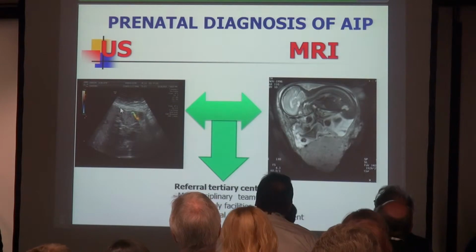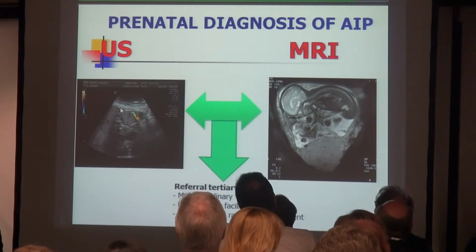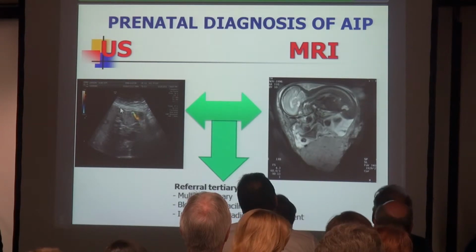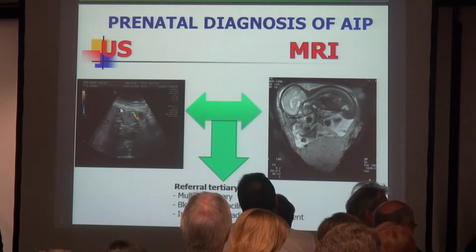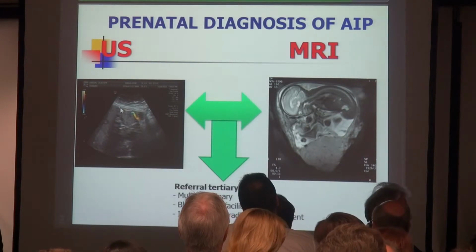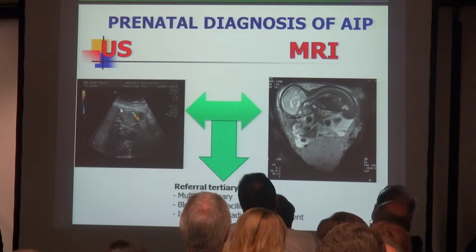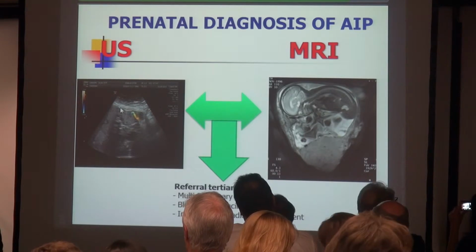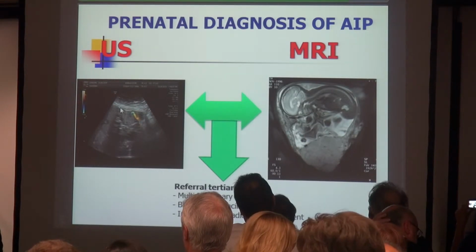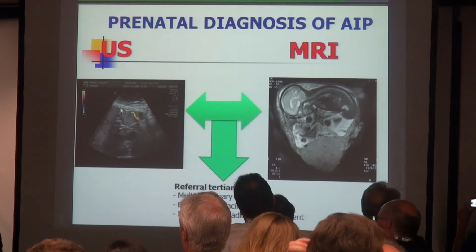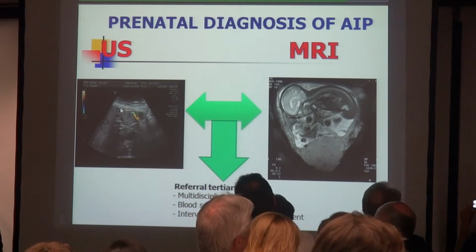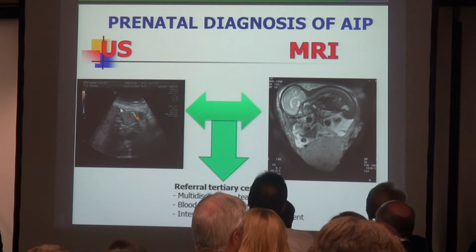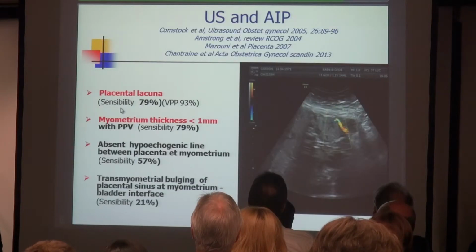How to diagnose AIP? It seems to be very important to do so because in case of proper diagnosis antenatally, you can refer the patient to a tertiary center where a team will be available, blood supply facility, and also an interventional radiology department. So the two tools we have for this prenatal diagnosis are obviously ultrasound and MRI. I will speak mainly on ultrasound.